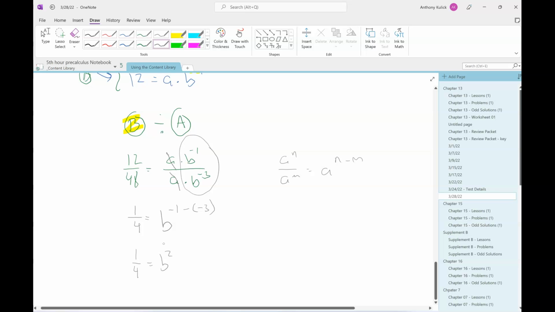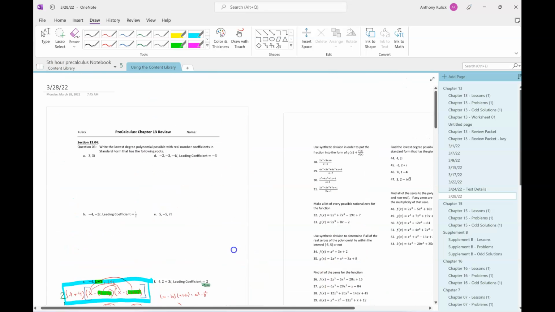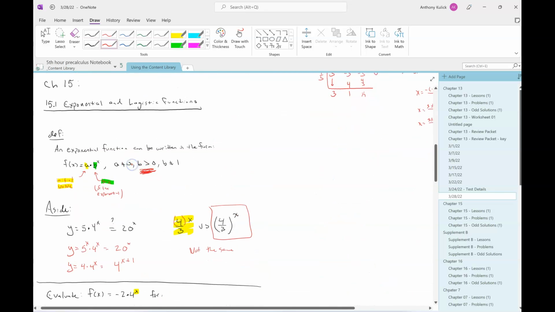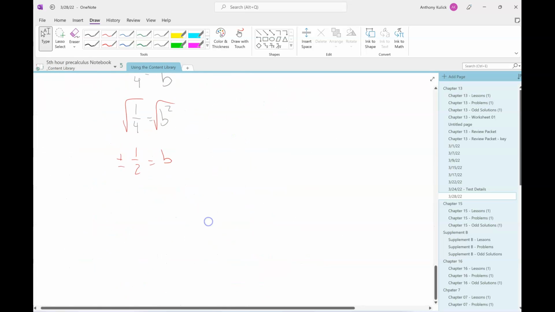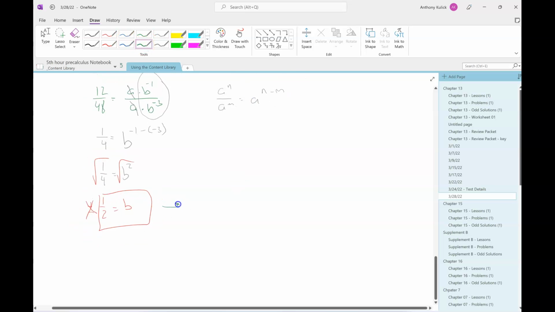Okay. So how are we going to get the b by itself? It's b squared right now. Square root. Okay. Now, when we square root both sides of an equation, we get a plus or minus. But in this case, we know that really the one we want is the positive one. Why? Because the way we defined our exponential function, b has to be positive. Exactly right. So just b is 1/2. And once we have that, then we can plug that into any of the equations and solve for A.